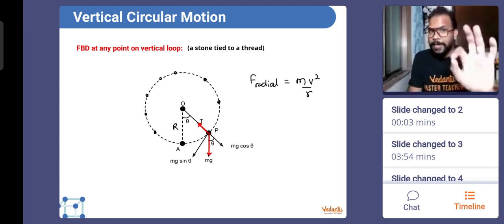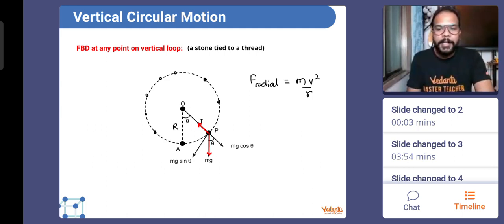The net radial force should be equal to mv square by r. Can you tell me what is the net radial force by looking at the diagram here? Exactly. T minus mg cos theta. Why T minus mg cos theta?